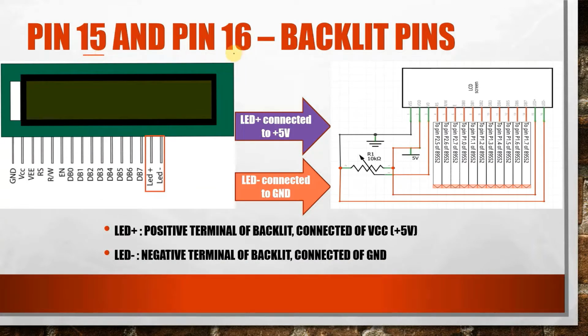Pin number 15 and pin number 16 are the backlight pins of the LCD. These are marked as LCD positive and LCD negative. These are connected to the positive and negative supply, that is, LCD positive is connected to +5, as you see at this point, and pin 16, that is LCD negative, is connected to the ground, as you can see at this point.